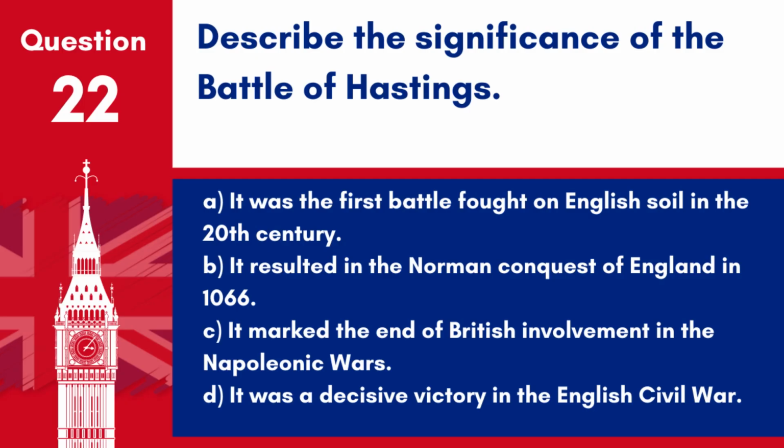A. It was the first battle fought on English soil in the 20th century. B. It resulted in the Norman conquest of England in 1066. C. It marked the end of British involvement in the Napoleonic Wars. D. It was a decisive victory in the English Civil War. Answer: B. It resulted in the Norman conquest of England in 1066. The Battle of Hastings was a pivotal moment in English history, leading to Norman control over England.